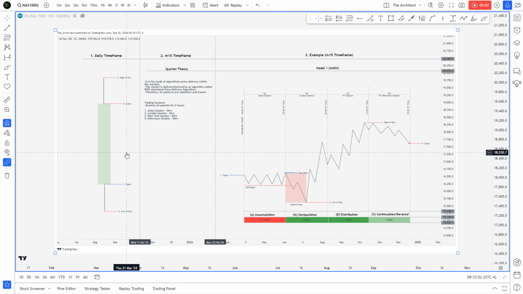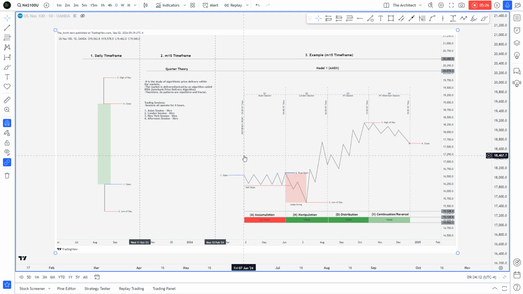So that's just candle anatomy, right? Now we want to study this candle on the M15. How can this candle unfold, and how can we take advantage of that? There are three different ways that this candle can most likely unfold, right? And that's the model. This is quarter theory.